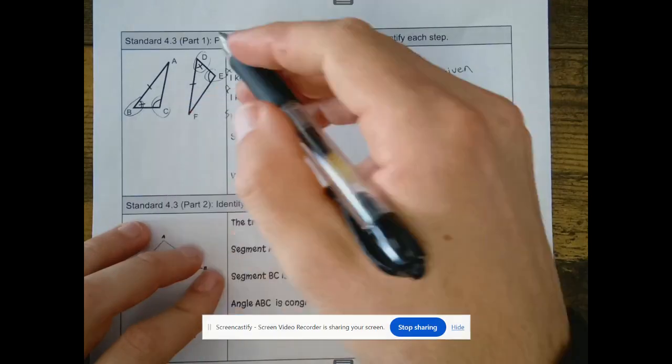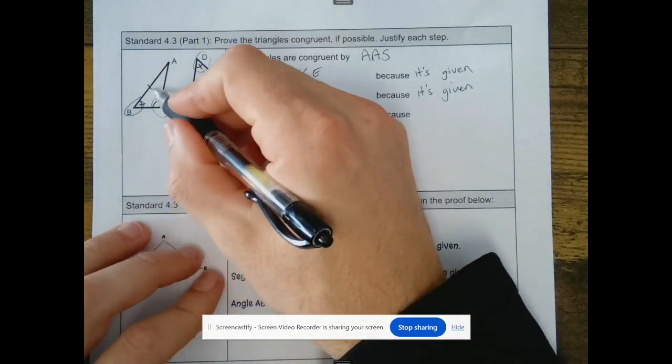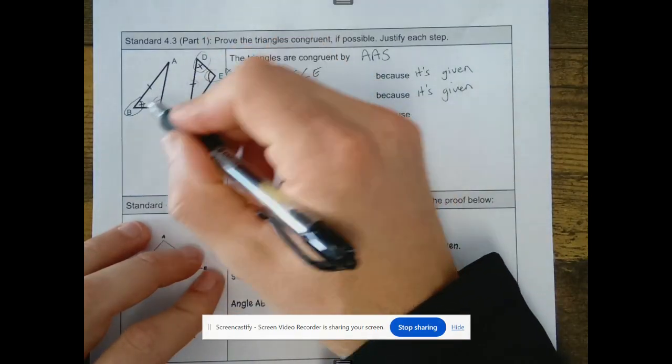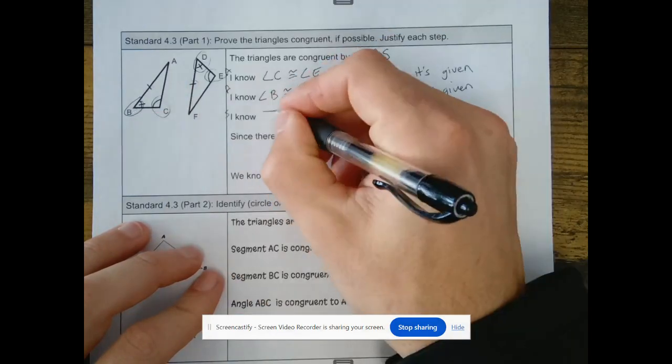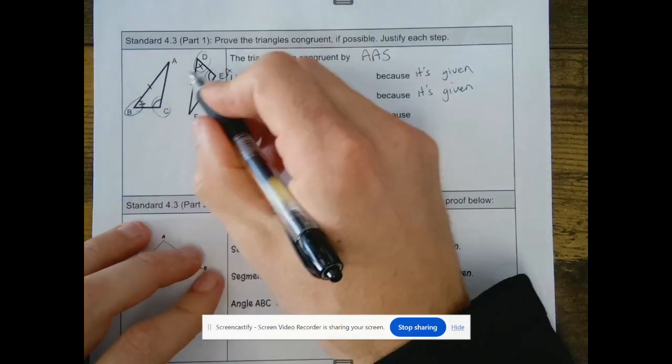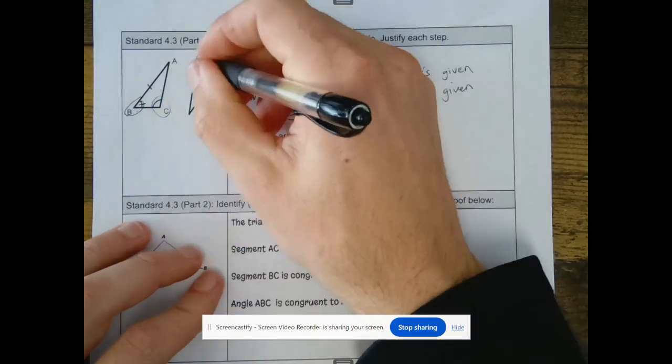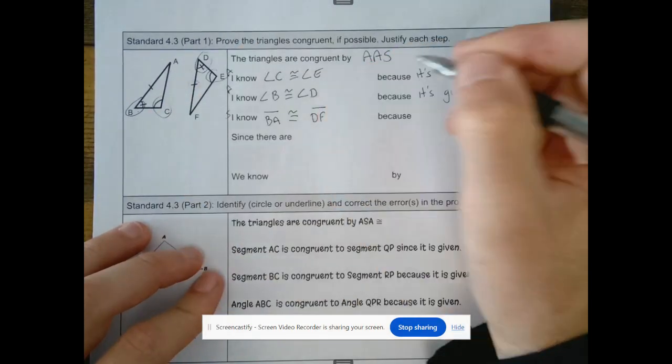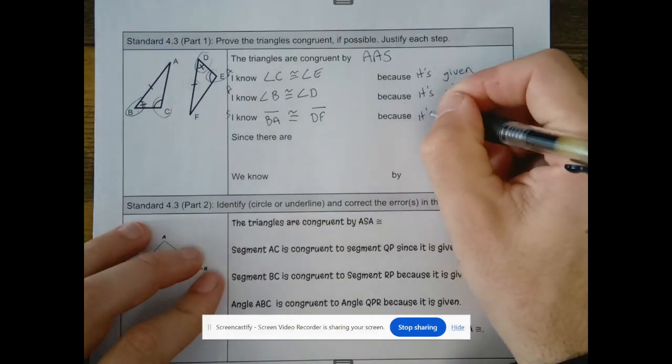What side is congruent? Well, this side right here with the congruent marking to this side here. If I'm going to start with B, so segment BA, I want to keep the corresponding side, so B corresponds to D. So it's this side. I want to write it as DF, not FD. How do I know? It's given.